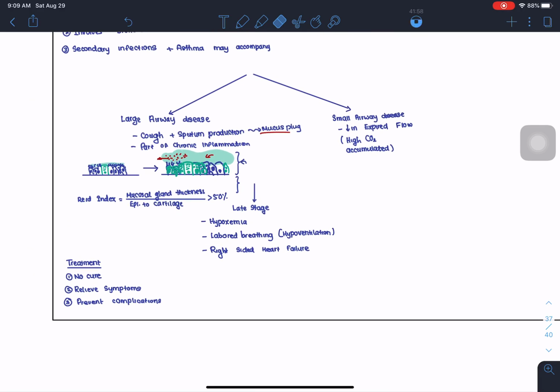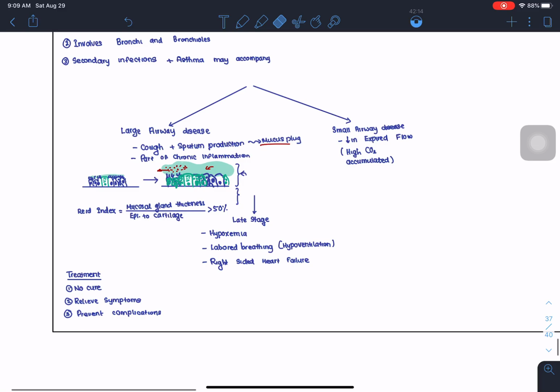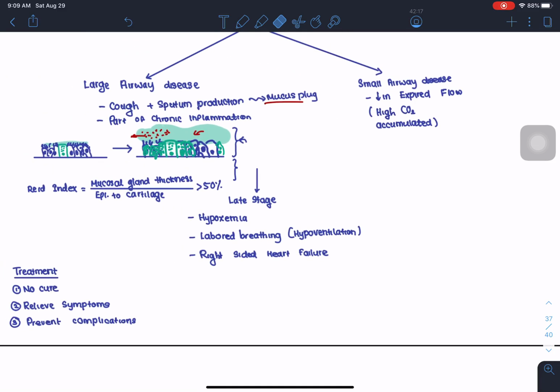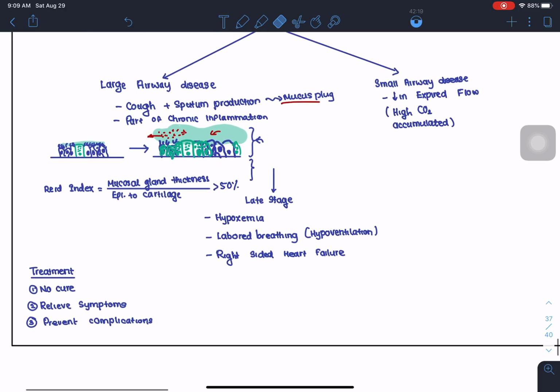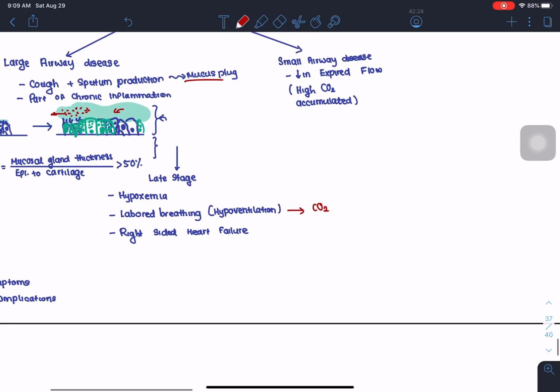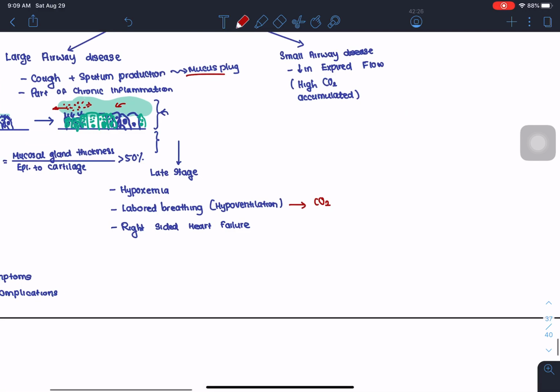So late stage, you get hypoxemia. Now, how does the ventilated air, oxygenated air enter the lungs? It cannot. It's covered by mucus. It cannot enter the lungs. So you get hypoxemia. But these patients have labored breathing, hypoventilation. This is in relation to carbon dioxide, high levels of carbon dioxide not stimulating.